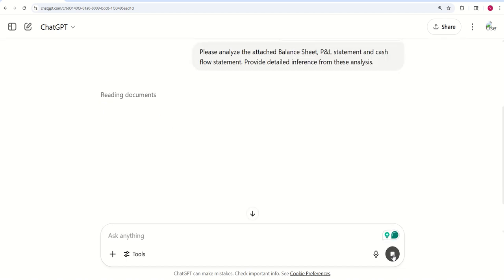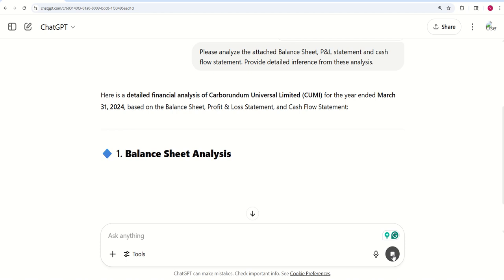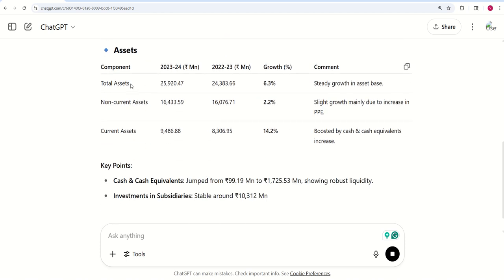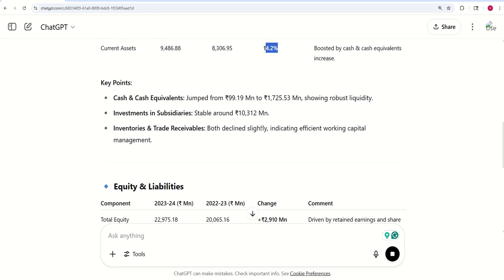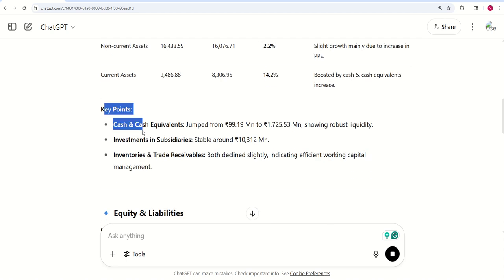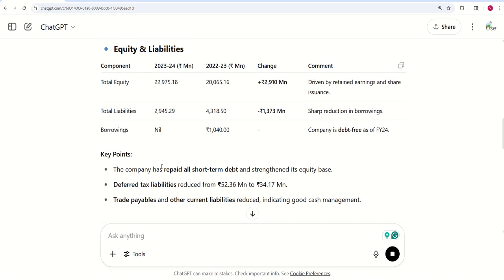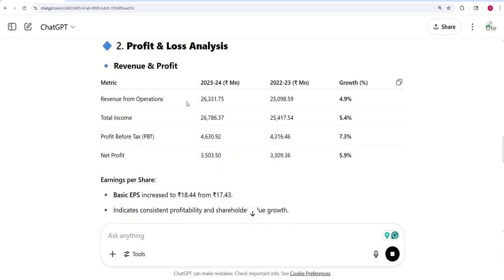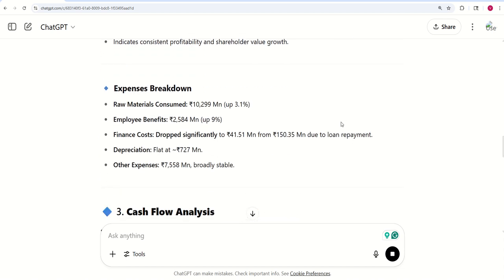Okay, let us see how the output comes. First it analyzes the balance sheet. It gives ratios like total assets and their growth, current assets and their growth. For each of this analysis, it gives some interpretation or inference, as I told you. Then equity and liabilities, and profit and loss analysis. Good. What was the growth of revenue from operations? What is the growth in total income?